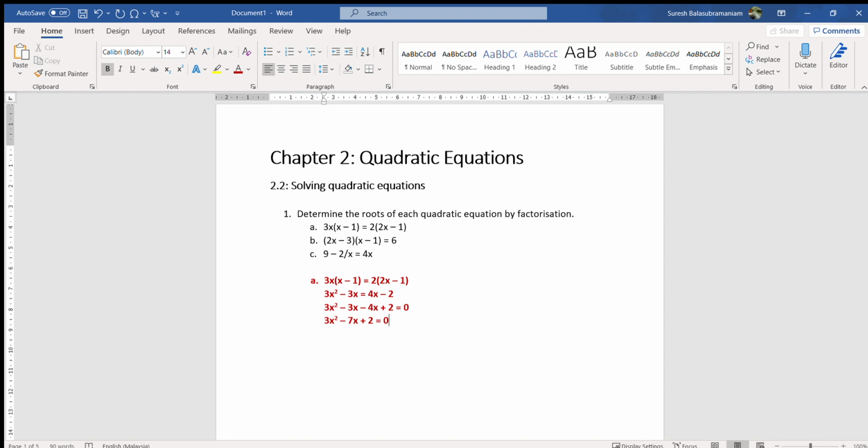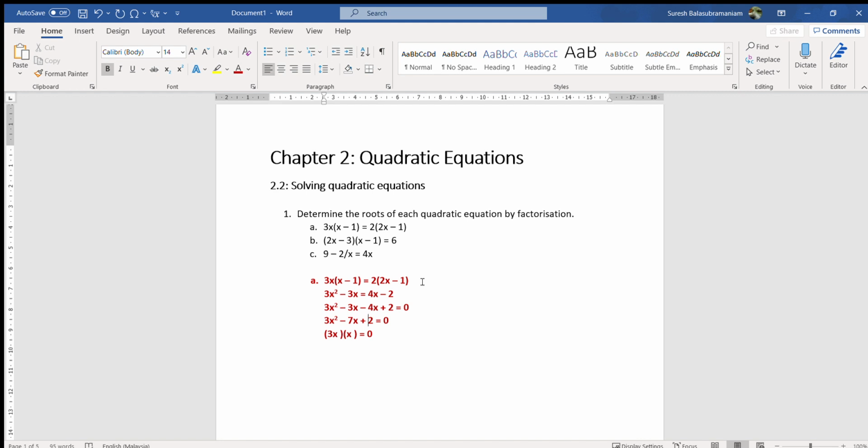Since the question asked us to do the factorization, I'll factor this quadratic equation. How? First I'll open up two brackets equals to 0. 3x² I'll split into 2, so I get 3x and x. Split into 2 means you multiply these 2 and you get 3x².